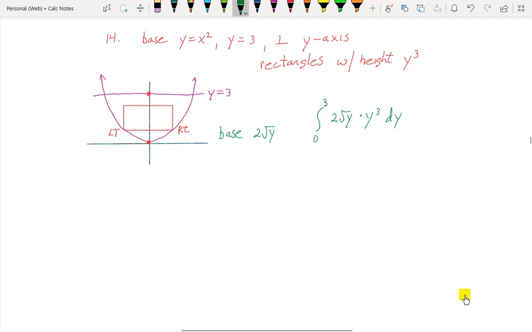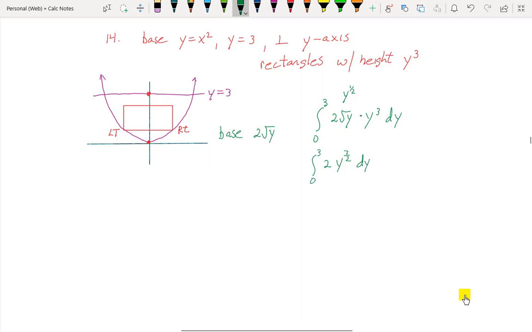This is probably some good practice with exponents here. So we're going to simplify this. We know that the square root of y is just y to the 1/2. If I multiply y to the 1/2 times y to the 3rd, I add the exponents. That's y to the 3½ power. So we're going to actually end up with 2 times y to the 7/2 power dy. We're still going from 0 to 3.